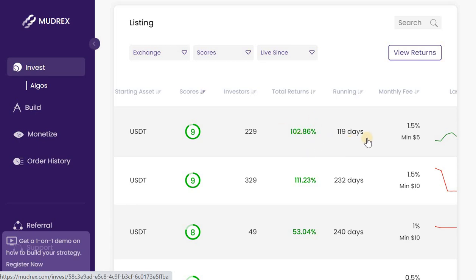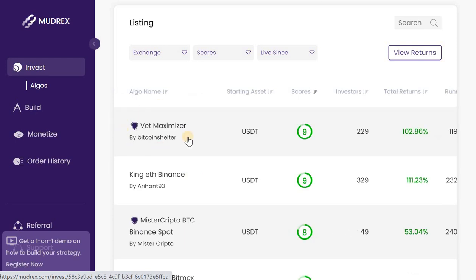Now, the next parameter I would look at is the number of investors using this strategy. For me, if the number of investors are greater than 200, I would feel comfortable investing in such a strategy. The next thing you should take note of also is the monthly fee. Now, this is 1.5% of your initial investment. This is the strategy right here.